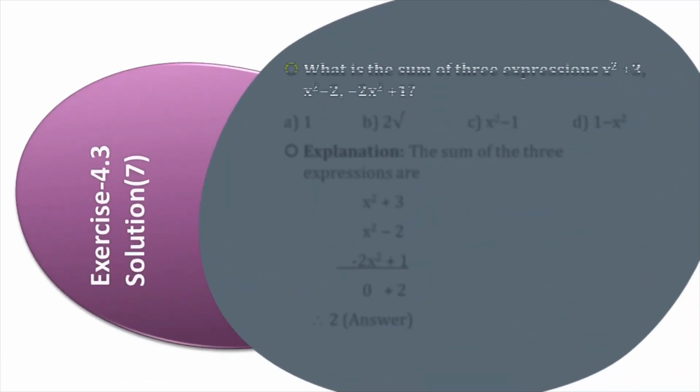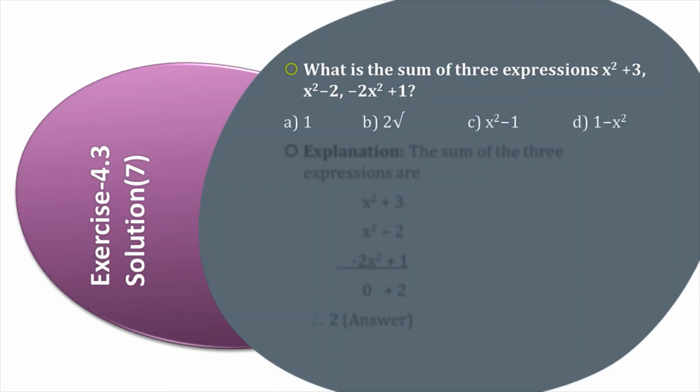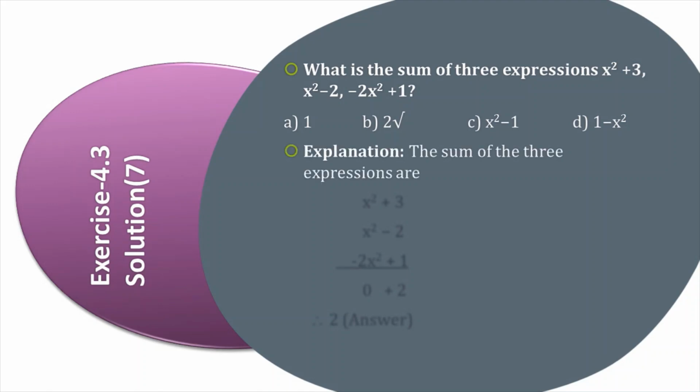Solution number 7, what is the sum of three expressions: x square plus 3, x square minus 2, minus 2x square plus 1? The answer will be, my dear, from the options, number B, 2 is the tick mark. Let us see the explanation. The sum of the three expressions, if we arrange them in similar terms: x square plus 3, x square minus 2, and minus 2x square plus 1.